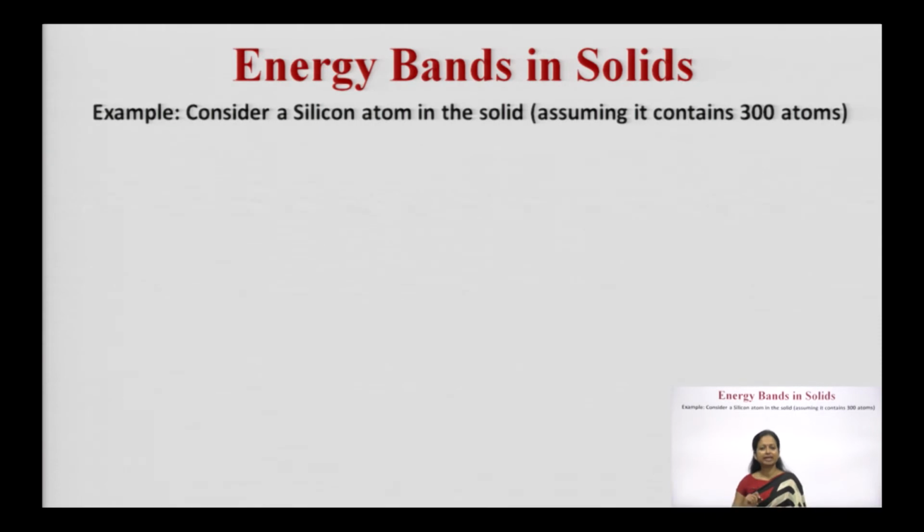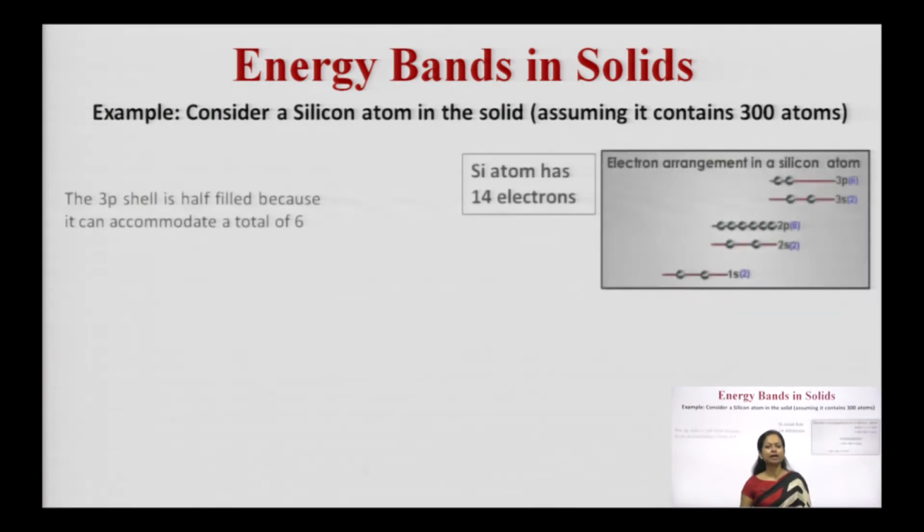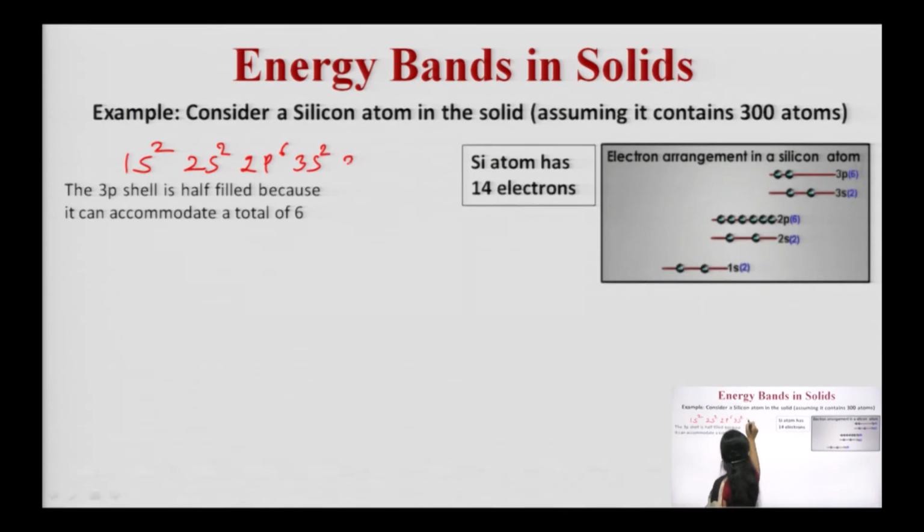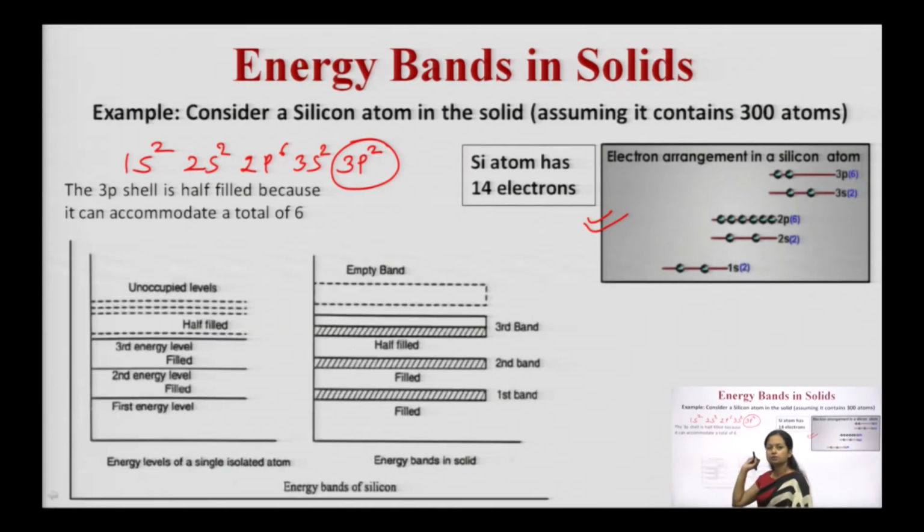Let me explain the same by taking an example of a solid. If there are 300 silicon atoms, let us first draw the energy level diagram for a single atom, then for the solid by considering all 300 atoms. How could it be drawn? For silicon there are 14 electrons, so you can write down the electron arrangement: 1s2, 2s2, 2p6, 3s2, 3p2. See, 3p is half filled because it can accommodate a maximum of 6 electrons, and the same electron arrangement is shown over here. So now let us draw.